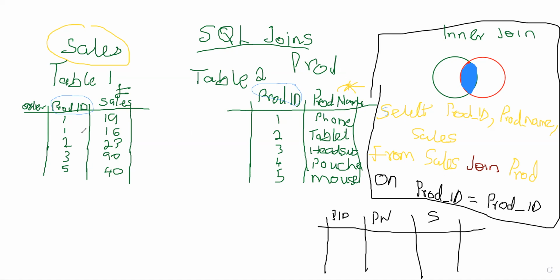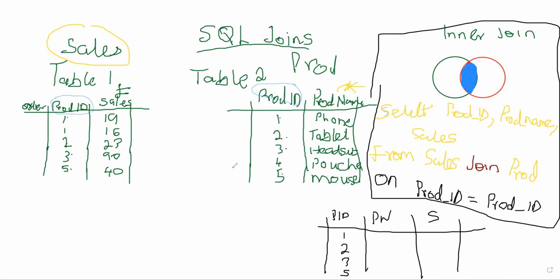It will pick the product IDs that appear in both tables: 1 here and 1 here, 2 here and 2 here, 3 here and 3 here, 5 here and 5 here. These are the only ones it will pick. It will not pick 4 because 4 is not common; they don't share 4 in common. So on the product ID, we will have 1, 2, 3, 5.